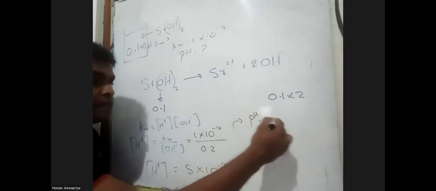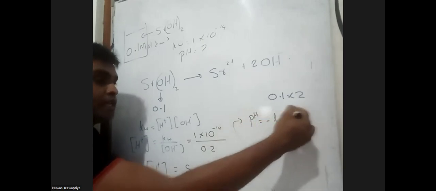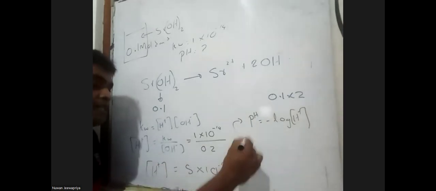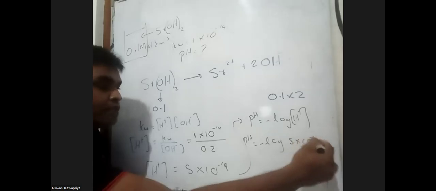So now we can assign this value into the equation pH is equal to minus log H plus. So pH is equal to minus log 5 into 10 to the power minus 14. We got the answer 13.6. If we use the calculator, the answer will be 13.6. Right, this is how we come to this one. A similar question we did earlier also, and this one is also quite similar. Now I go to the next one.